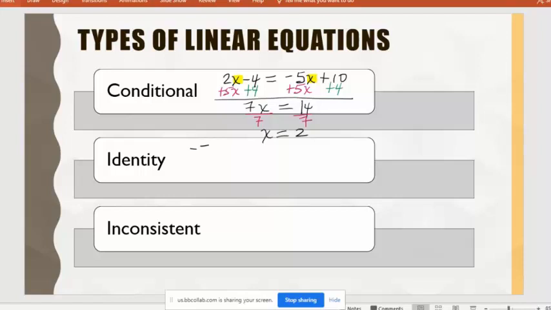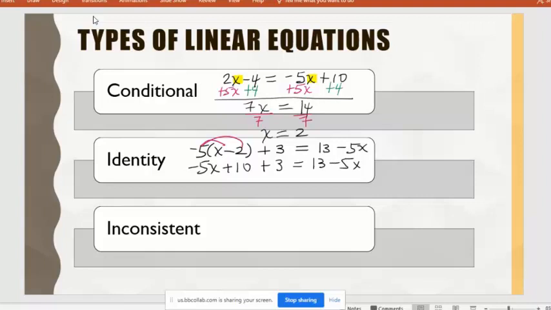Negative 5 times x minus 2, plus 3 is equal to 13 minus 5x. Okay, so right away it doesn't look like an identity, but let's simplify. So what we're going to do is distribute. Okay, so typically if you see parentheses, a binomial with two terms and a number on the outside, go ahead and use the distributive property that I multiply those together and I get negative 5x. Negative 5 times negative 2 is positive 10. Bring down the plus 3 and bring down the other terms, right?